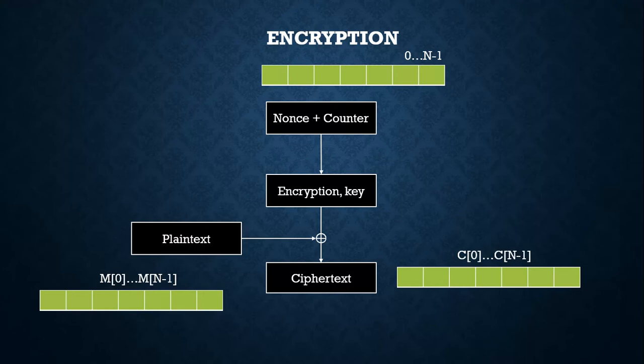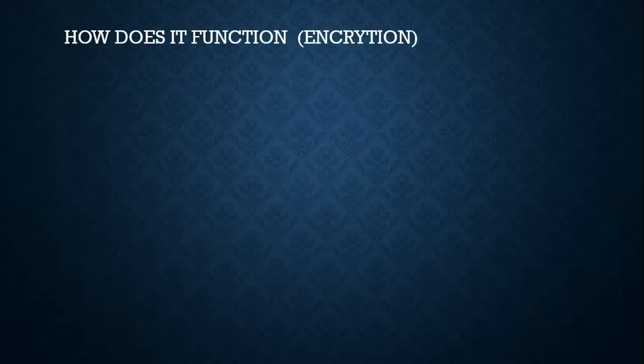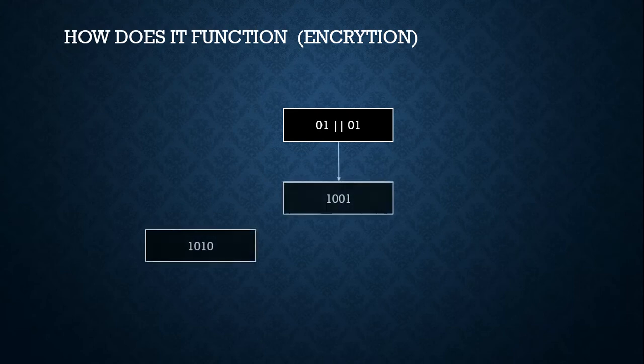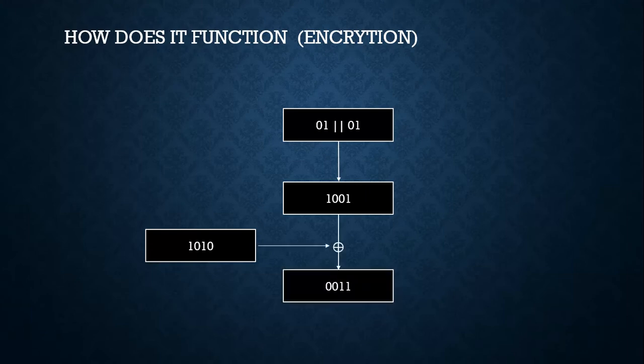Now I'm going to show you the encryption process. First let's assume the counter is 01 and the nonce is 01. After it goes through the block cipher encryption, assuming we get 1001 and the message block is 1010, the encryption output will be XORed with the message block and we get 0011 for the cipher block.